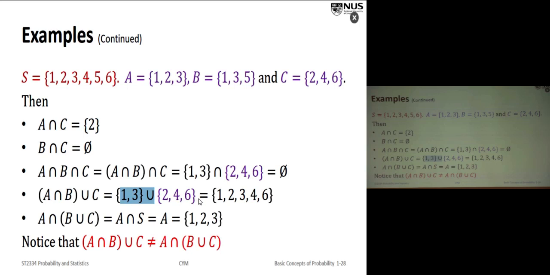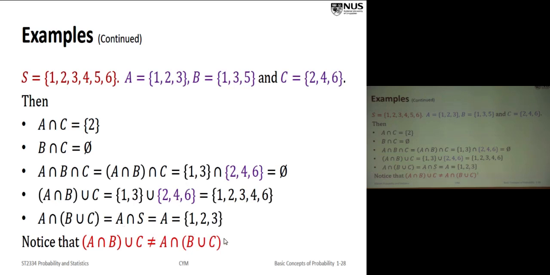So now I'm interested in the union of these two. And again, the union of these two is exactly 1, 2, 3, 4, 6. Okay? And you can do similar things here. So A intersection B union C, I can do that again. So B union C, I've worked it out. B union C was the sample space. A was the set 1, 2, 3. So 1, 2, 3 intersect with the sample space is 1, 2, and 3.